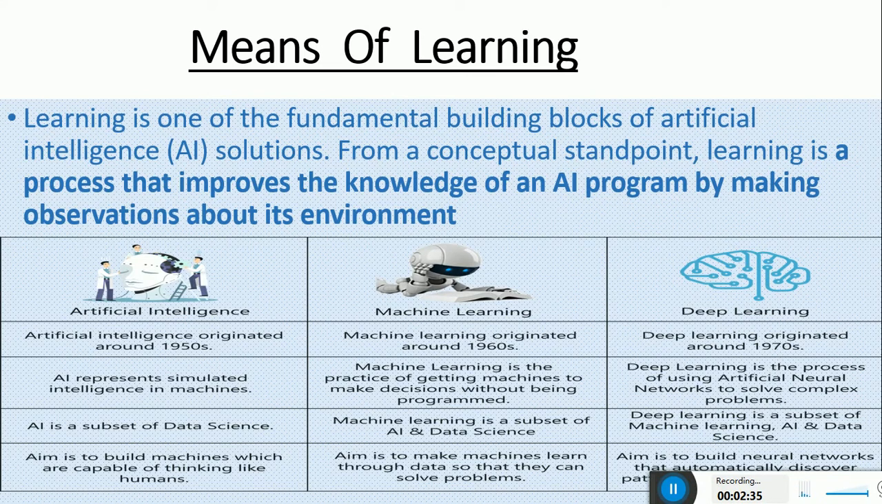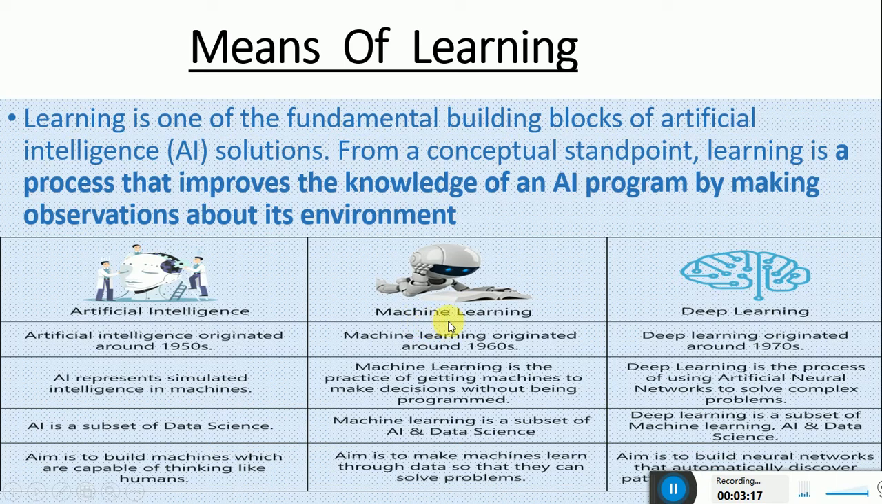Now the meaning of learning. Learning is one of the fundamental building blocks of artificial intelligence solutions. From a conceptual standpoint, learning is a process that improves the knowledge of an AI program by making observations about its environment. So this is the three figures. First is artificial intelligence, which emerged around the 1950s. AI represents simulated intelligence in machines, and AI is a subset of data science, which aims to build machines capable of thinking like humans.